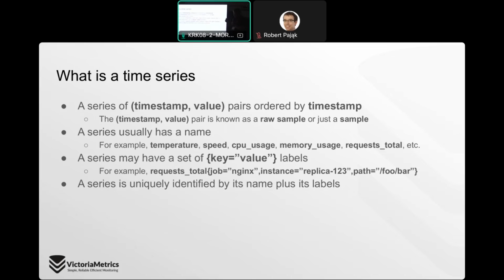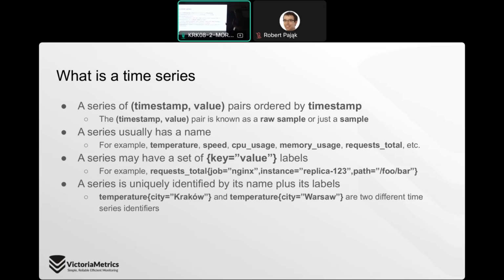And it's very important that a time series is uniquely identified by its name plus all the labels. So if you see a time series with the same name, such as temperature, but different labels, such as city Krakow or city Warsaw, these are two different time series. That's very important to know.